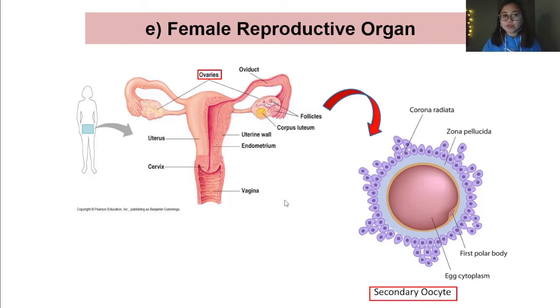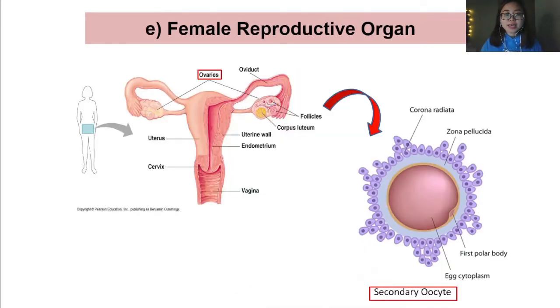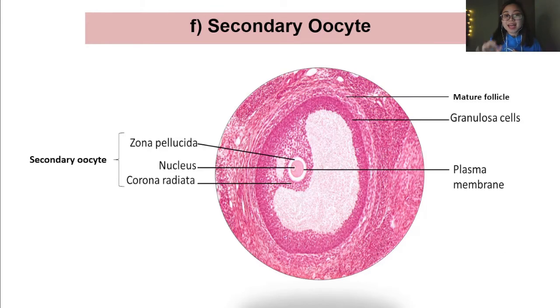Now, let's have a more detailed look at what the secondary oocyte looks like. In here, this is just a diagram. Okay, ini diagram lukisan sahaja. This one is under the electron microscope. Ini adalah gambaran di bawah mikroskop. So as you can see here, we have many types of cells. They all look pink, but it's actually different parts of the ovary and also the follicle.